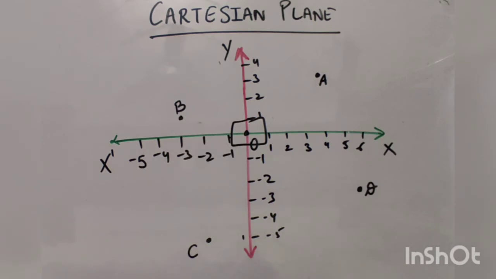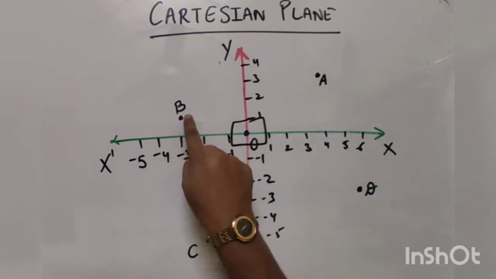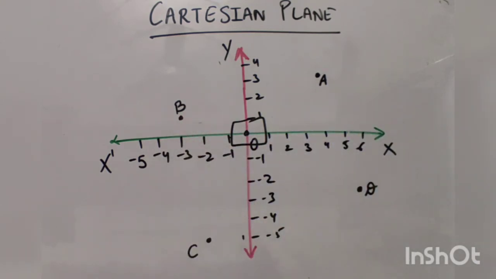Now look at the board. Now you can notice here there are 4 points A, B, C and D. Now I wanted to know what is the location of these 4 points. So how will I be able to find it? So I will tell you how.